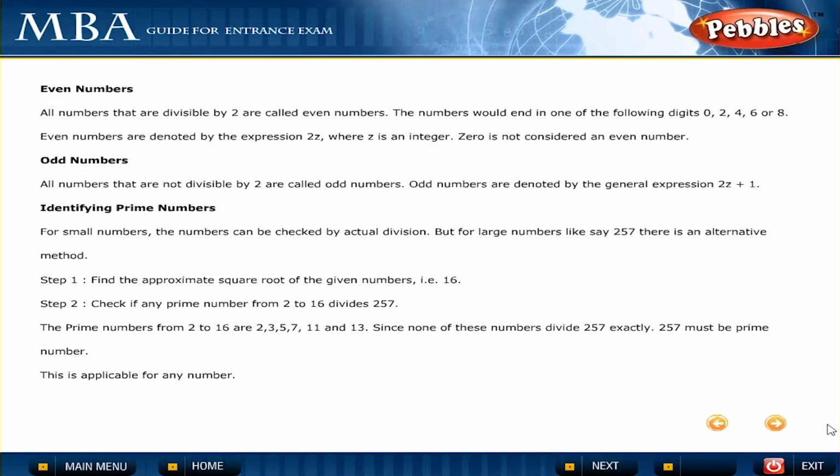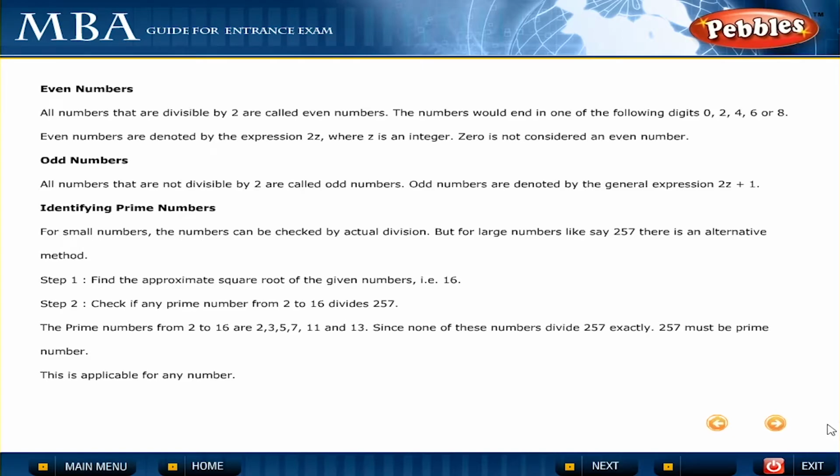Identifying prime numbers. For small numbers, the numbers can be checked by actual division. But for large numbers like, say, 257, there is an alternate method. Step 1. Find the approximate square root of the given number, that is 16. Step 2. Check if any prime number from 2 to 16 divides 257.